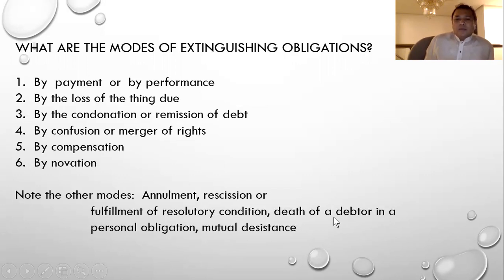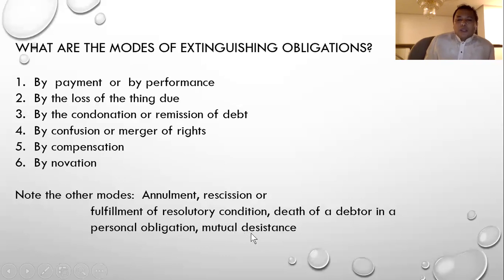And we have also death of a debtor in case of personal obligations. Personal obligations are those which are to do, such as performing a live concert or painting or building a house. So that's performance, that's service. So if a debtor dies, absolutely he can no longer perform his obligation because he's already dead. But not real obligation. Real obligation, again, is an obligation which is to give, okay?